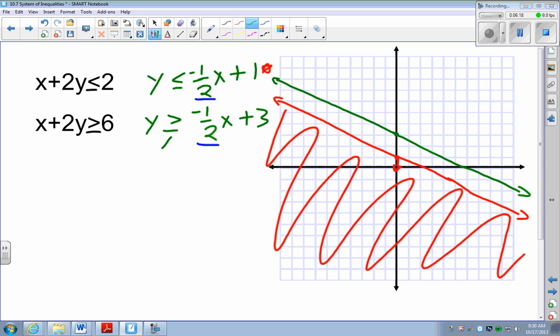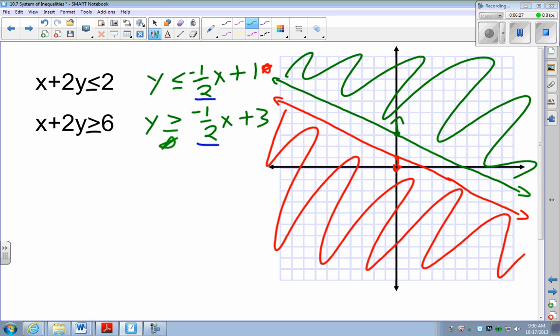And this one's greater than or equal to. So we look at our y-intercept, draw a line above it. And all of our solutions are going to be up here. Okay, but since these lines will never intersect, there will be no dual shaded area. Therefore, this means no solutions.